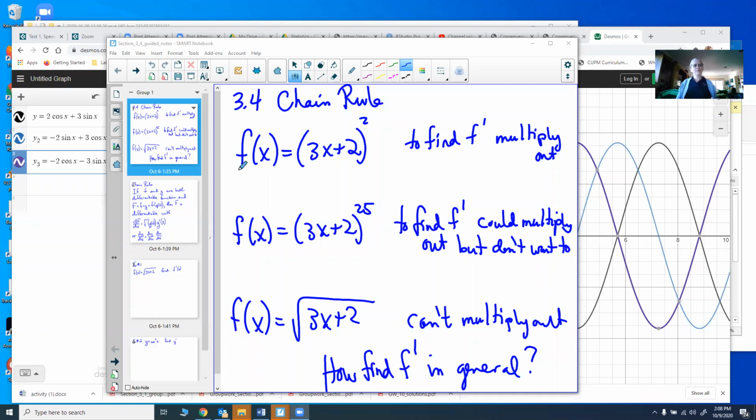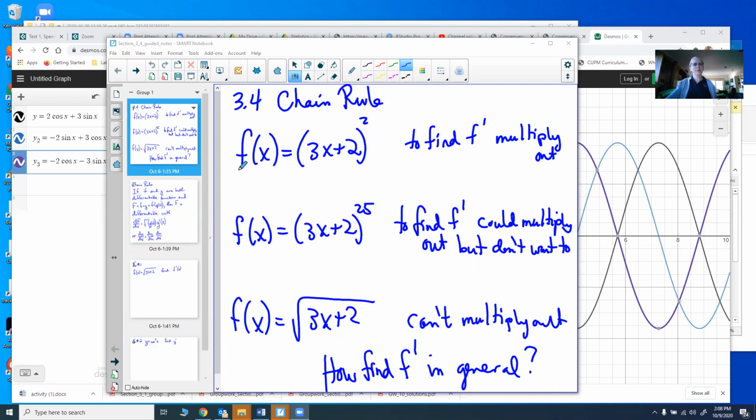So we talked about finding derivatives of power functions, derivatives of products, derivatives of quotients, derivatives of trig functions. Now let's talk about the derivative of a composition. So this is known as the chain rule.